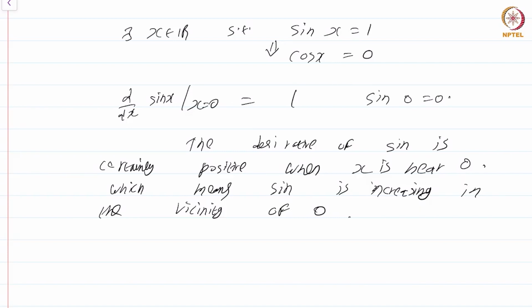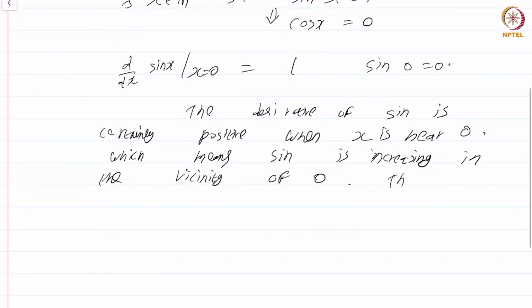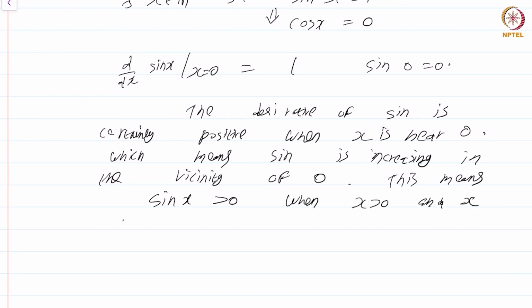So sine is going to be an increasing function near 0. This means sine x is greater than 0 when x is greater than 0 and x is close to 0. Right? Because sine 0 is 0. Because of that, sine will be increasing, and therefore, sine x will be positive.